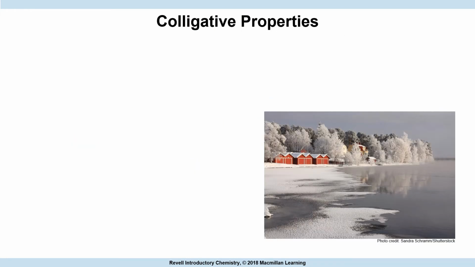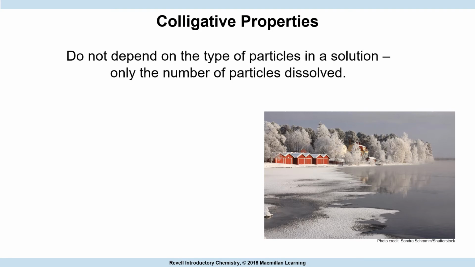Alright, so that was looking at concentrations of electrolytes. Now there's some special properties of ions in solution we need to know about, and these are called colligative properties. They're important because these properties do not depend on the type of particle, or in this case we've been talking about ions, that are in solution, only the number of those particles dissolved in solution.